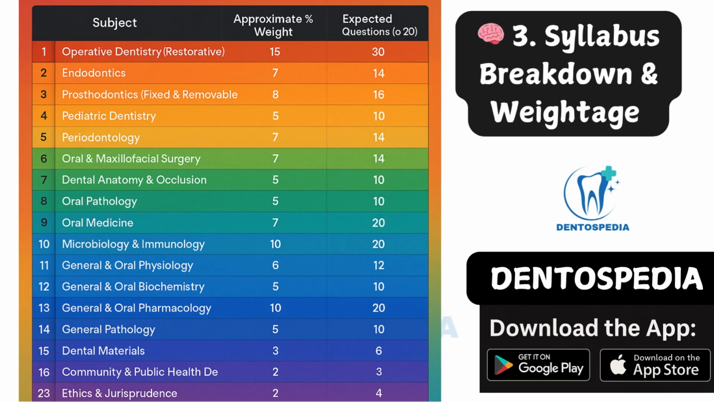Rounding it out, public health dentistry and ethics and jurisprudence may seem minor at 2 to 3%, but even 3 to 4 questions can make a big difference between passing and failing, especially when the cutoff is close.